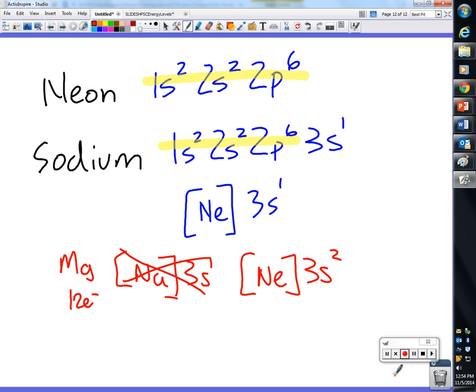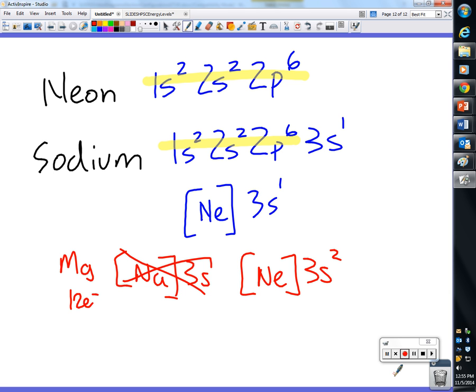Alex, go ahead. You could use helium. You could, and technically that would be fine, but this is a way of making it shorter. Writing 1s2 or putting helium in brackets would be fine. It's just a matter of whether it's shorter or not. Writing 1s2 versus helium in brackets is basically the same thing. But when you start getting up here, it makes a significant difference in how much you have to write.